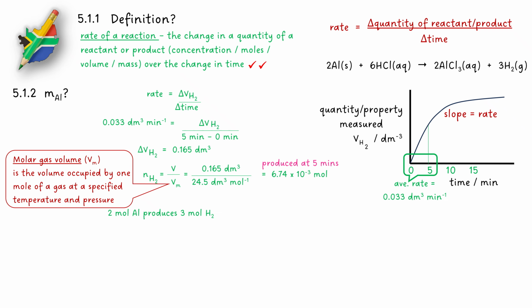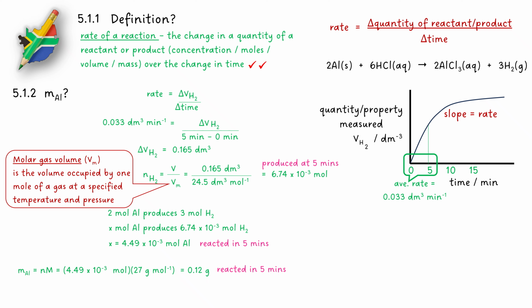Now, since 2 moles of aluminium produces 3 moles of hydrogen, according to the stoichiometry in the balanced equation, we can work out the corresponding moles of aluminium that would be used up to produce the moles of hydrogen we just calculated. We have not shown how to do this calculation here, but one way is to cross-multiply and solve for x. Solving for x, we get 4.49 × 10^-3 moles of aluminium reacted or used up in 5 minutes. We can then convert the moles of aluminium reacted to a mass by multiplying the moles by its molar mass. We get 0.12 grams of aluminium used up in 5 minutes.